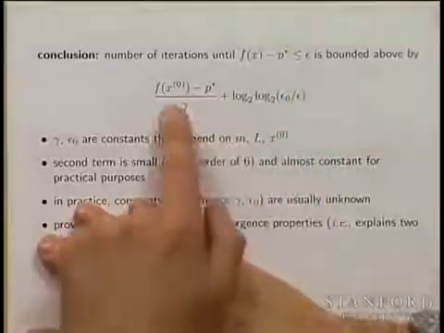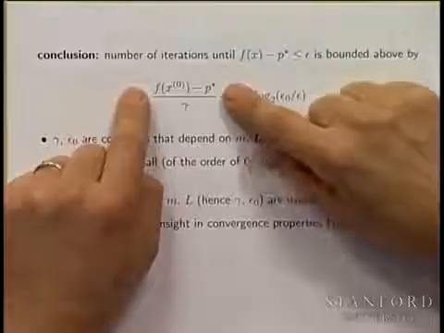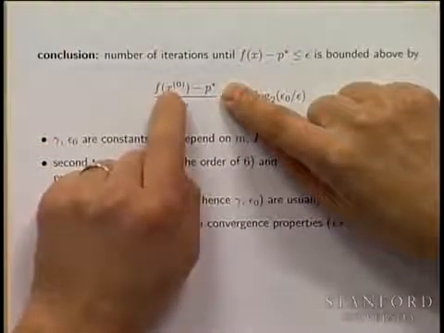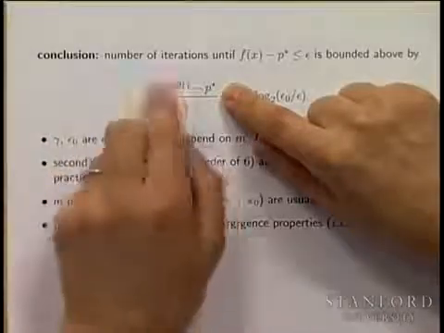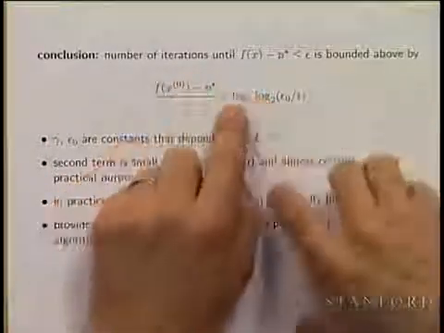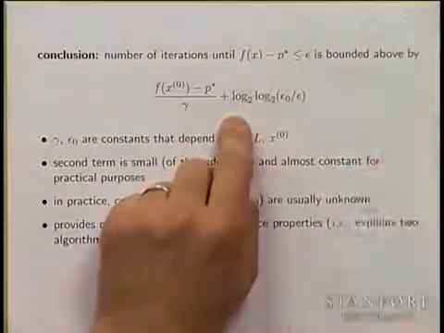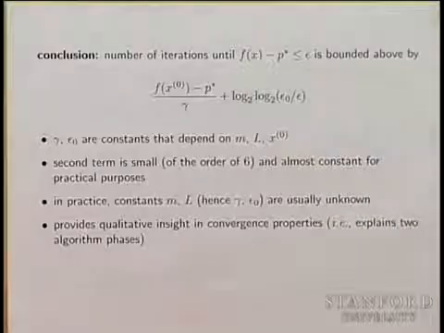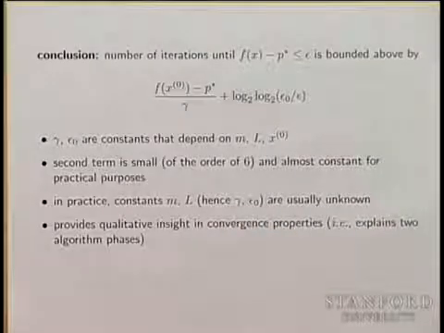It says that the number of iterations until you get less than epsilon is less than this. That's the initial phase. And look, it depends on how bad your initial point is; basically, it depends on how suboptimal your initial point is. And then there's a second term. This is the quadratic term. This is log epsilon 0 over epsilon. Epsilon 0 is a constant.